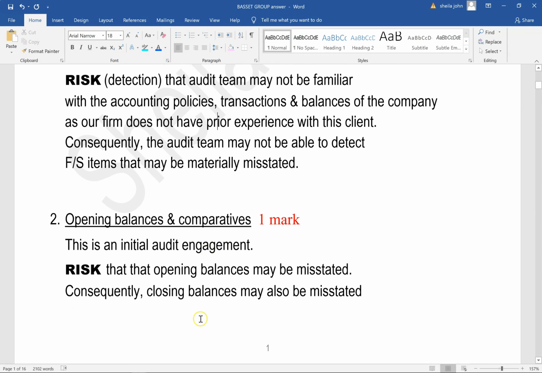Then we're moving on down to the opening balances. It's also to do with the new client here. There's an initial engagement risk here, that opening balances may be misstated. Consequently, closing balances may also be misstated. Now we're going on to the third point. What's the third point? The point about the impairment.